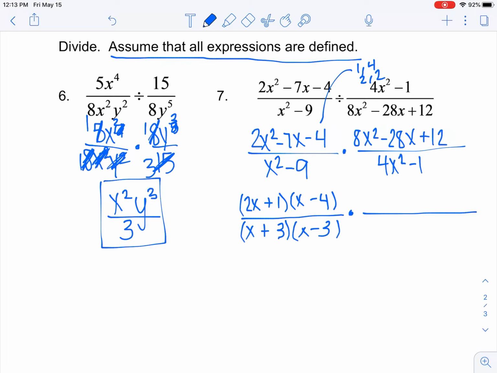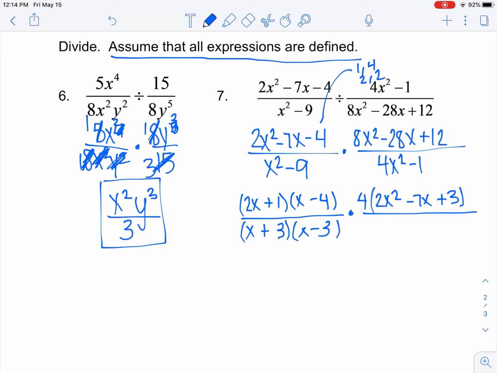Now moving on to our second fraction. In the numerator, I have some bigger numbers that I'm working with. So I'm going to see if there's a GCF that I can factor out. And it turns out I can factor out a 4 of all three terms. So I'm just dividing each term by 4, which gives me 2x squared minus 7x plus 3.